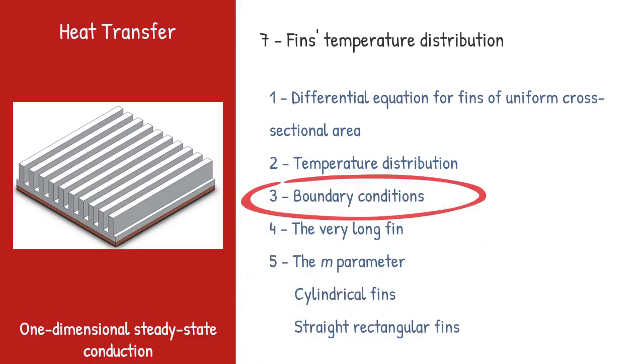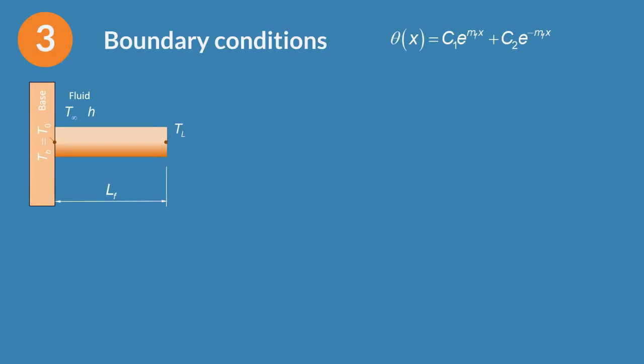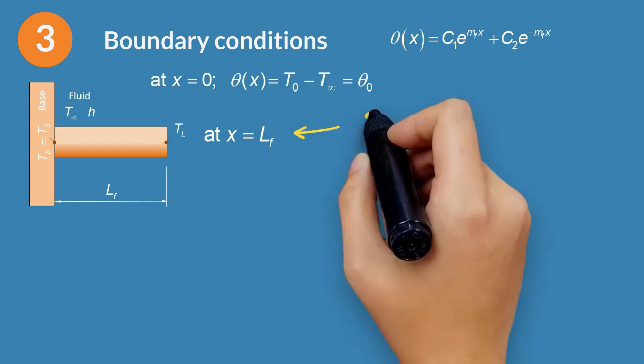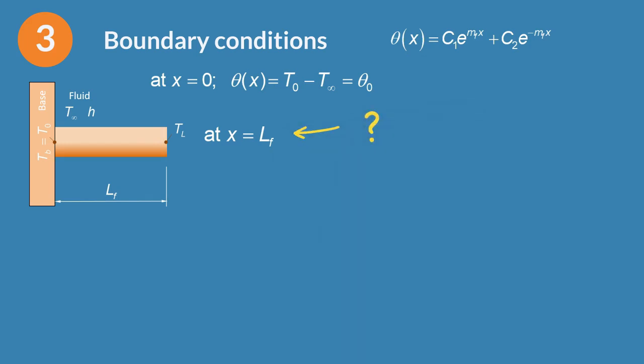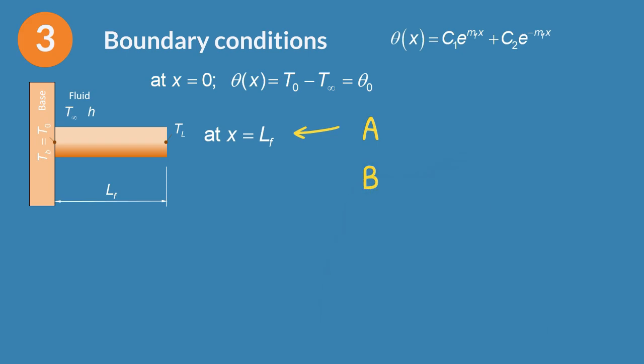To evaluate the constants C1 and C2 of the general solution for the theta function, it is necessary to specify appropriate boundary conditions. One such condition may be specified in terms of the temperature at the base of the fin. The second condition is specified at the fin tip, that is, for x equal to LF. It may correspond to one physical phenomenon in the tip. In this course, we will study only four.